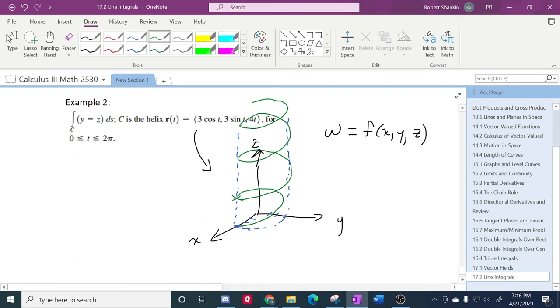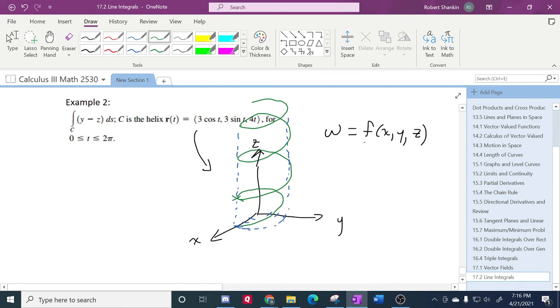Or is that at pi? It's either there or there. I'm not 100% sure, one of those two. So you're going to have to squish the z-axis pretty heavily. Okay, so we get the idea that we're going along here.